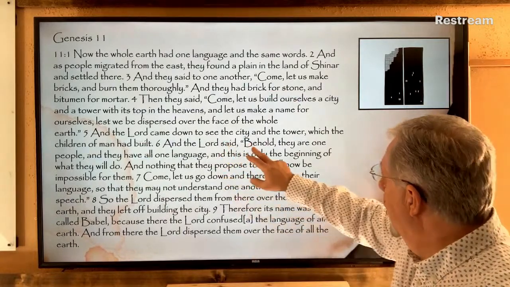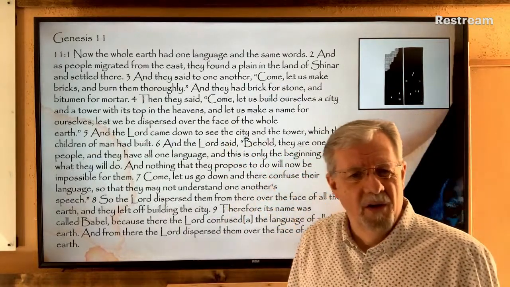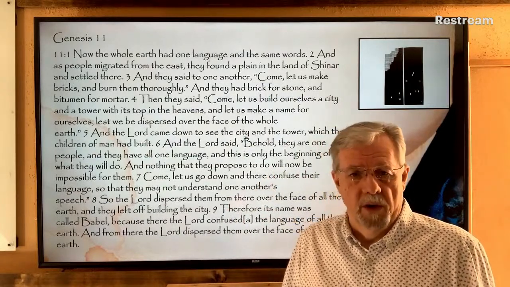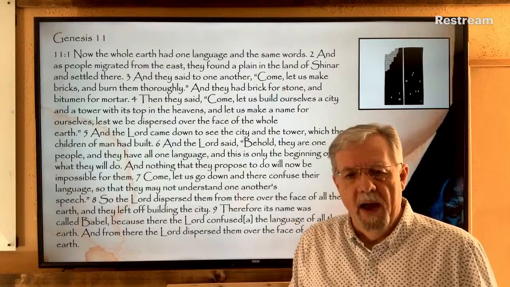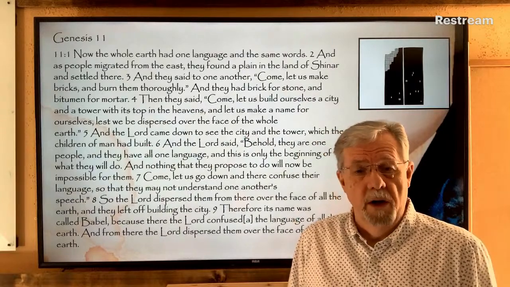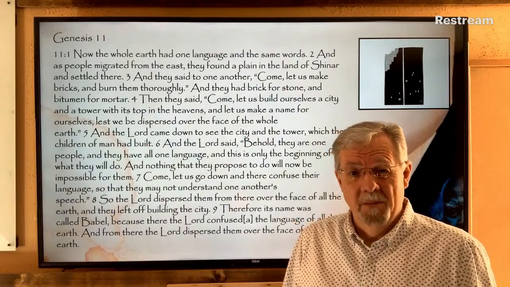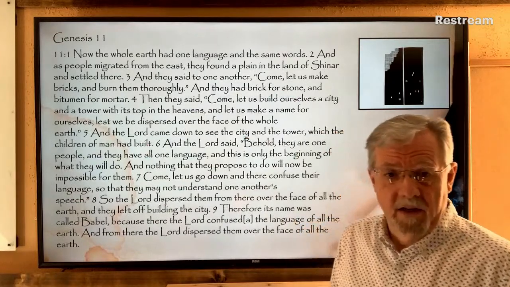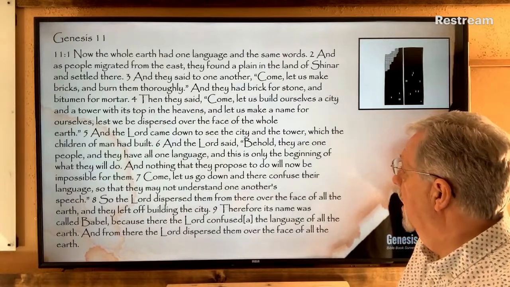And the Lord said, behold, they are... Who's he talking to, by the way? I suppose you could conclude that he's talking to the angels. But if you go back to chapter 1, where God says, let us make man in our image, the plurality there, who's he talking to? Evidently, he's talking to the Trinity, God the Father, God the Son, God the Holy Spirit.